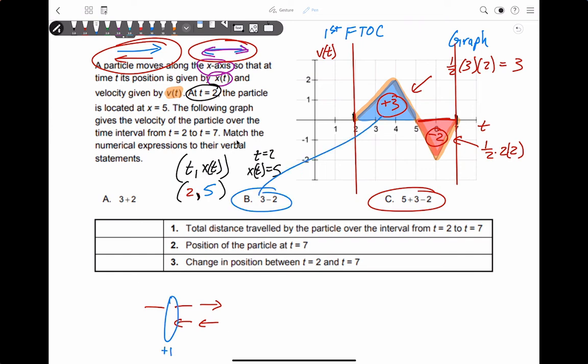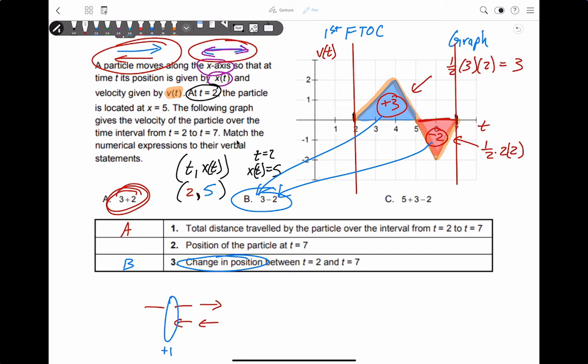It's that positive 3, it's that negative 2, add them up together, that gets you the displacement or the change in position. So it would be B right here. Okay, let's go for total distance traveled. Well, total distance traveled, we know from previous slides that it's all positive. That's a positive 3 and a positive 2. So we know that it has to be A because it's total distance traveled.